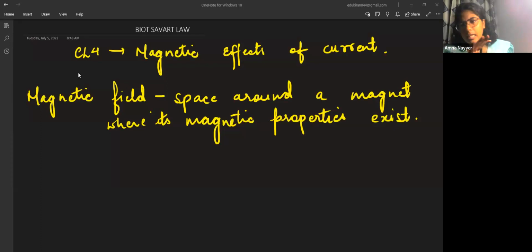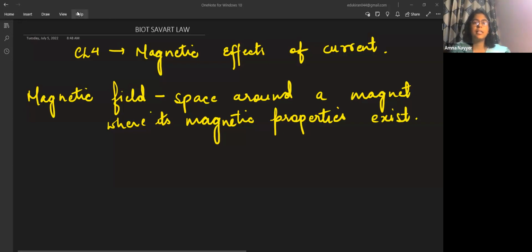So magnetic field is now easier to understand because you have already studied electric field. It is similar to electric field only. It's the space around a charge where you can feel magnetic properties. When I say magnetic properties, I mean attraction or repulsion that you can see.